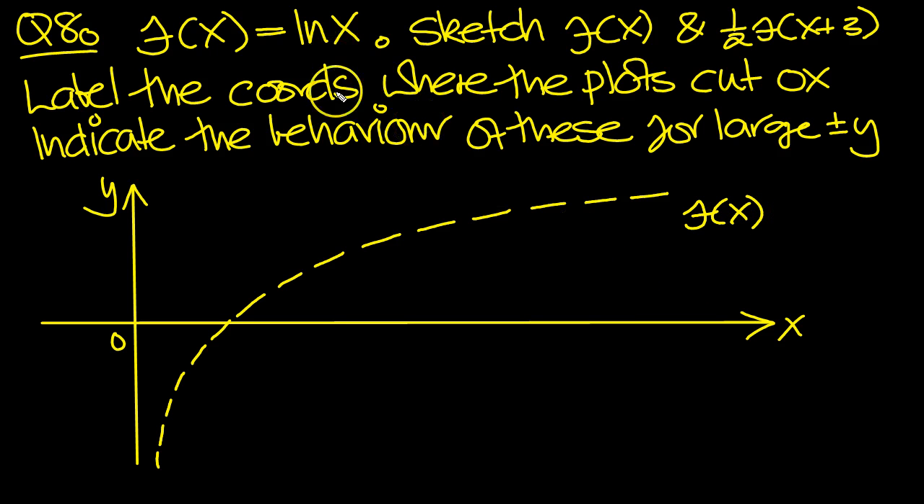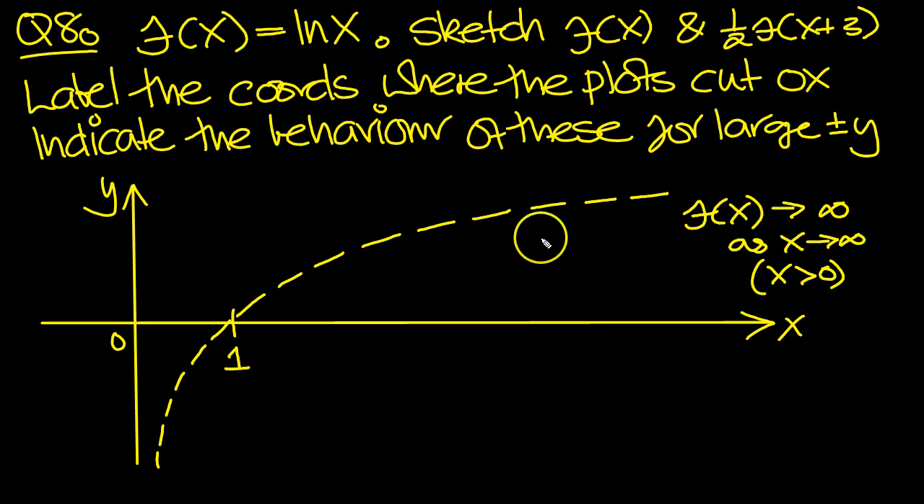And as for large, so where does it cut the axes? Well, here log of 1 is 0, and that's f of x. And as x tends to infinity, f of x tends to infinity, and it's not defined, x has to be greater than 0, of course, here. Okay, so that's where the y values go to. As x tends to infinity, the y values get large. Okay, good, that's fine.